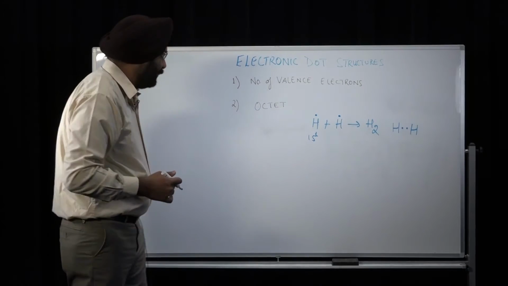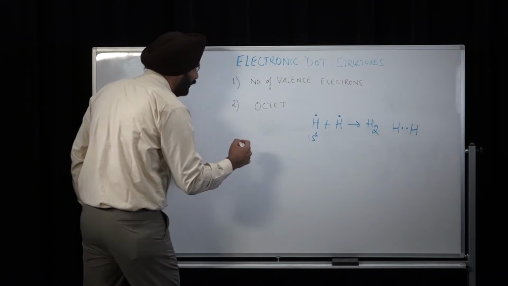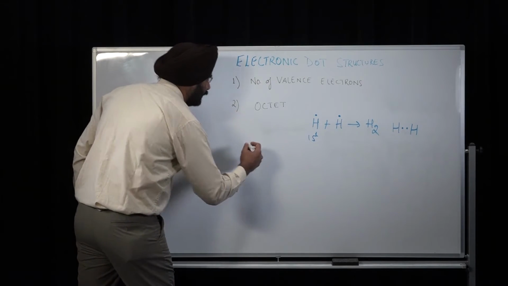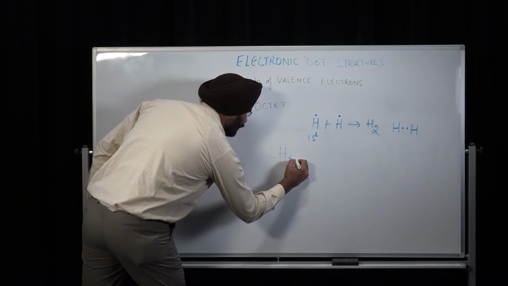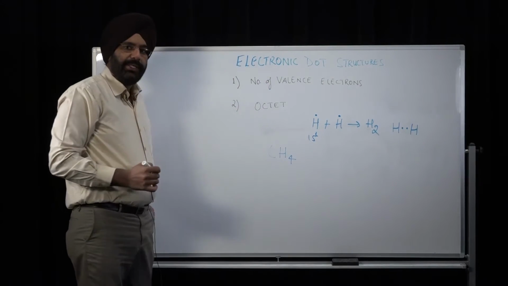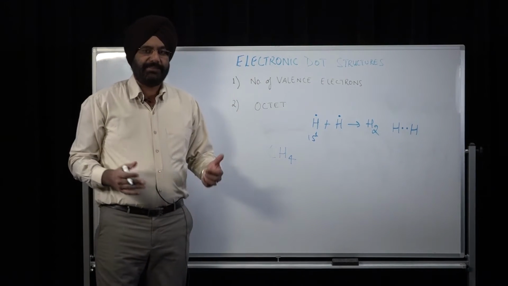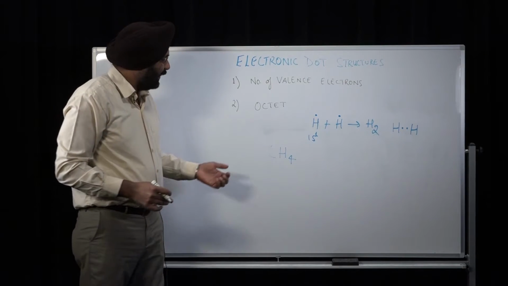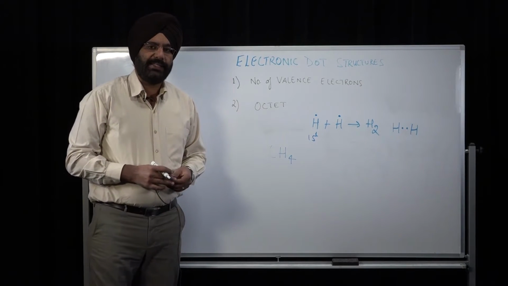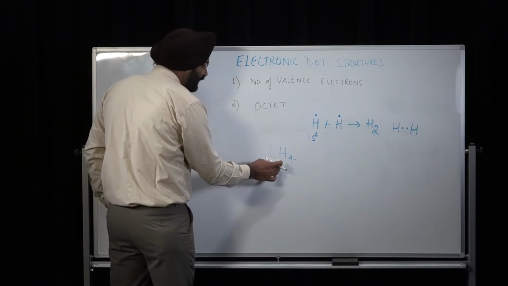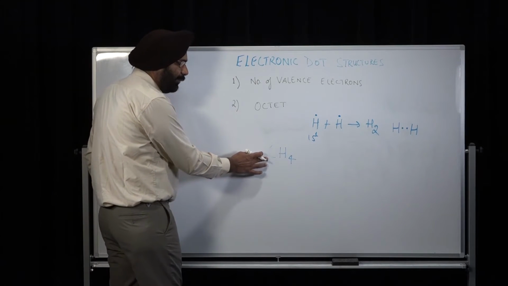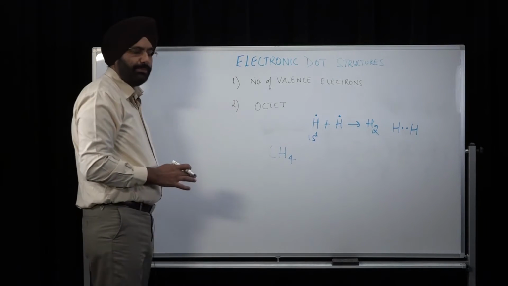Let's take, for example, a molecule CH4. CH4 is methane. And in this case, how do we write the electronic dot structure? For methane, what we see is it is composed of 1 carbon atom and 4 hydrogen atoms.